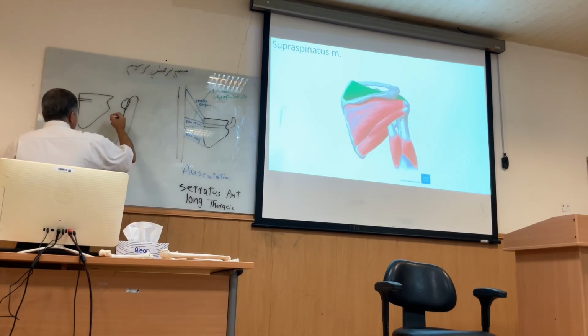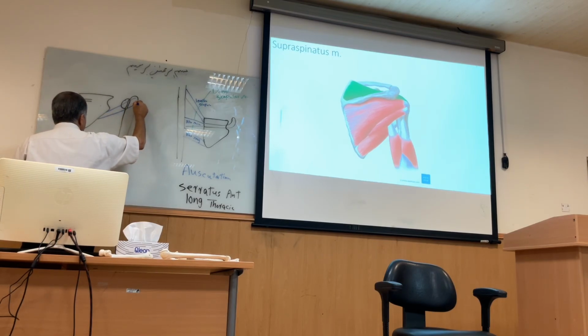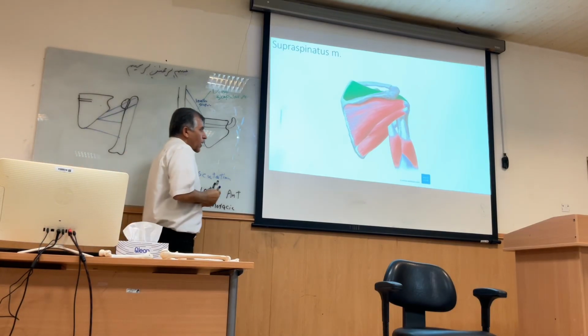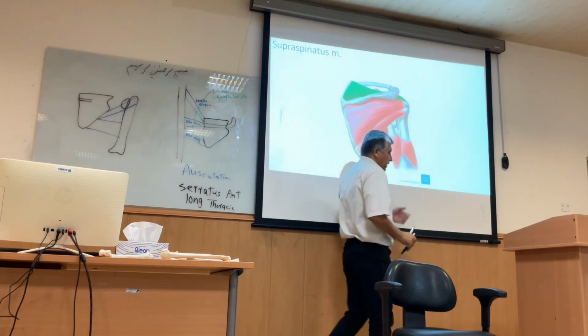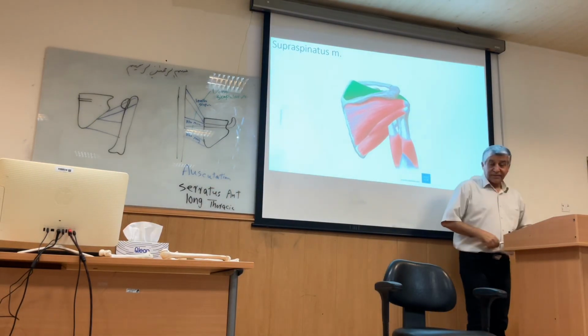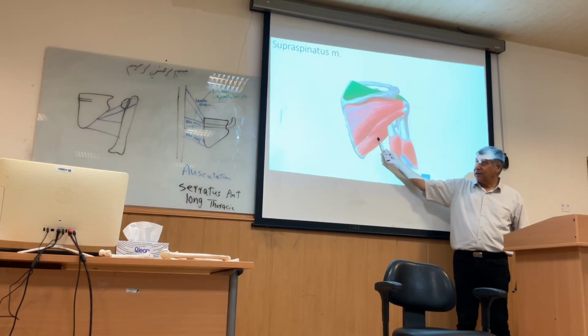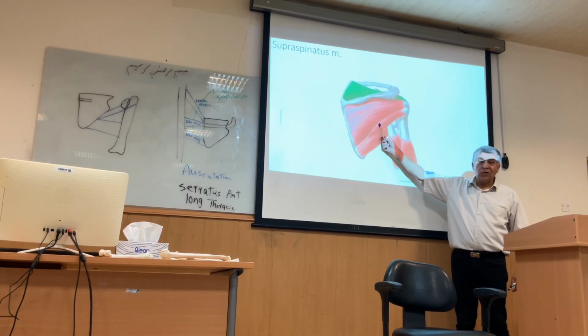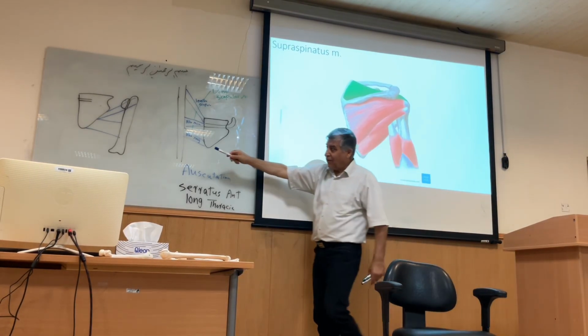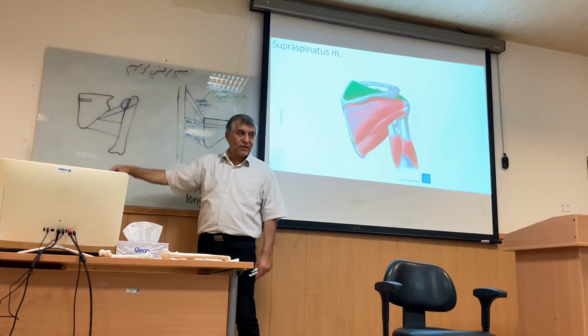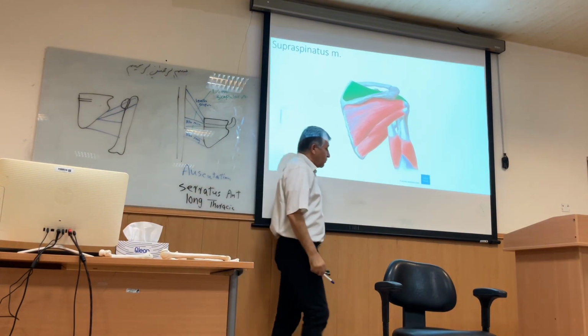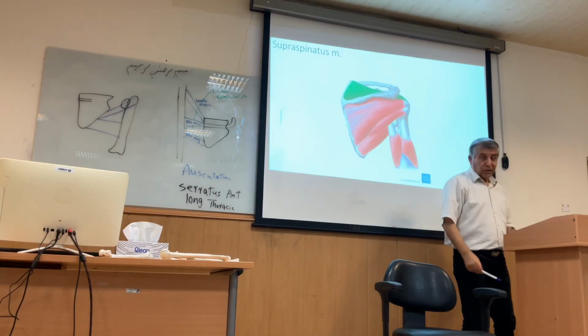This muscle is, and this one. In this figure, we can see additional muscles, 1 and 2. Both of them originate from the lateral border of the scapula.